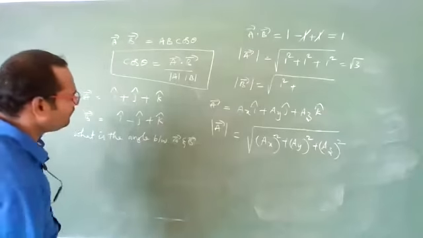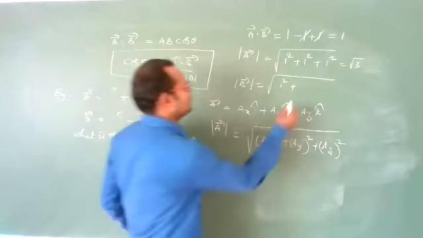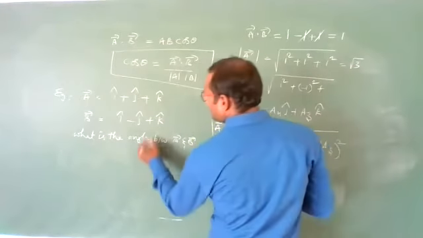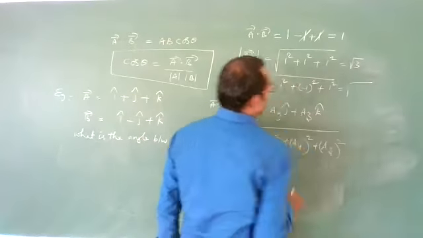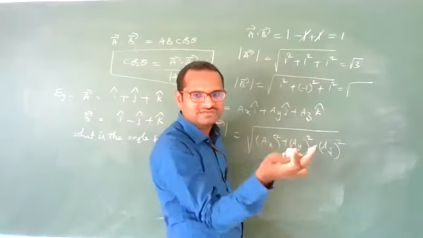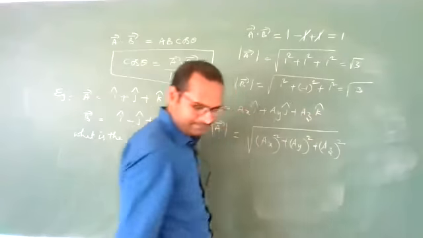Okay. Now the j coefficient is minus 1, so minus 1 whole square we should do. Plus the k coefficient is again 1, so 1 square. Minus 1 into minus 1 is plus 1, no. So 1 plus 1 plus 1. It is again root 3.